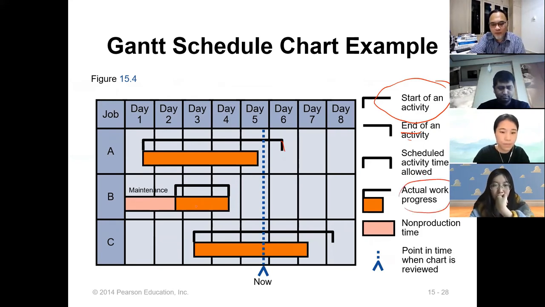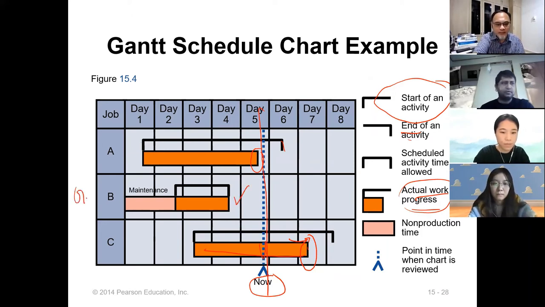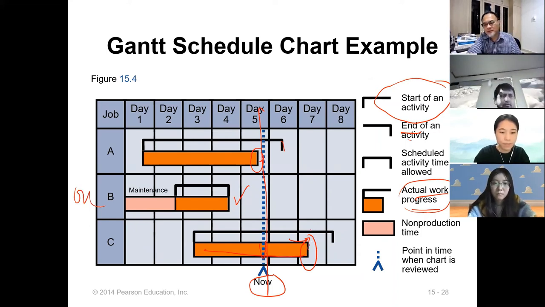If you see here, this is behind schedule. This is ahead of schedule, because the completion should only be here, but you already have actual work progress. For example, today is day five, and of course this is done, this is okay, this is completed. Behind schedule, ahead of schedule. Understand? Okay.